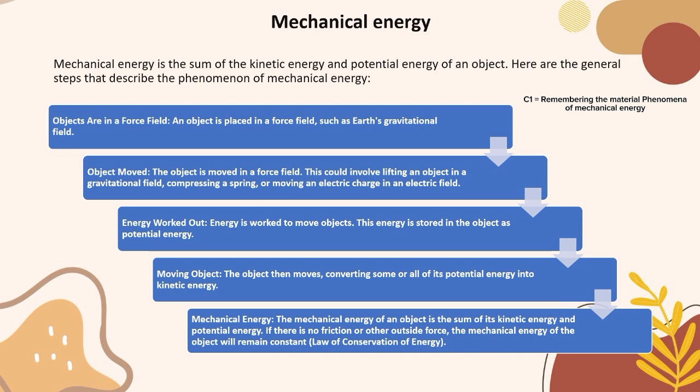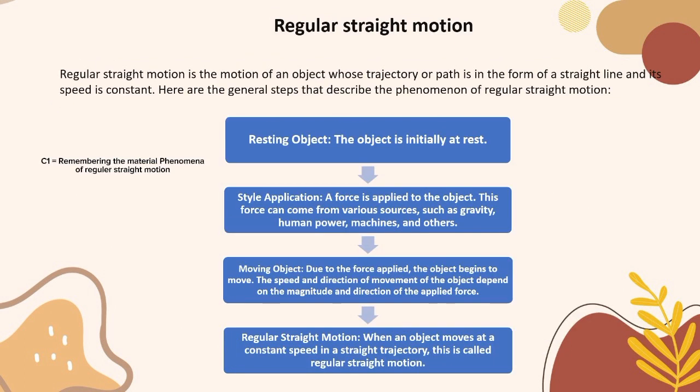Mechanical energy. The mechanical energy of an object is the sum of its kinetic energy and potential energy. If there is no friction or other outside force, the mechanical energy of the object will remain constant, or the law of conservation of energy. Okay, regular straight motion.